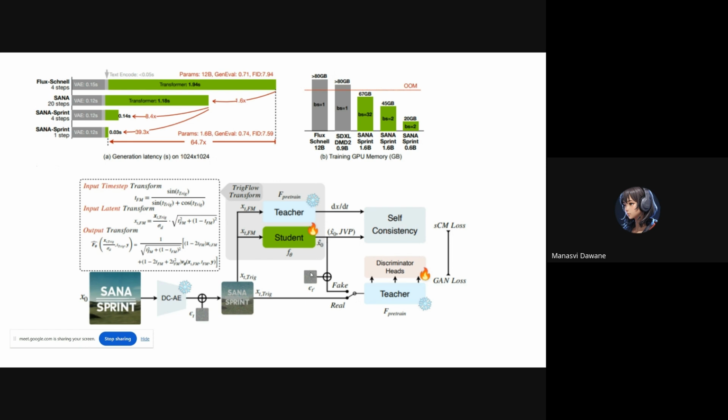So in overview, the forward pass training uses 5 steps. First, take the real image, then encode it with DC-AE, then add a random noise, then transform it. This is all the transform part. Then feed it to both the teacher and student.